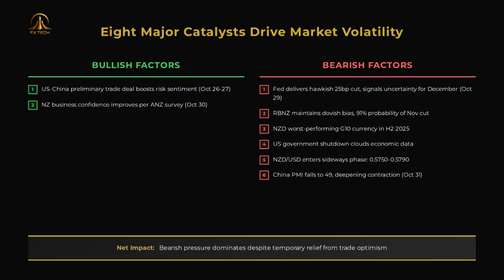The Federal Reserve delivered a hawkish 25 basis point cut on October 29th, signaling uncertainty about a December rate cut. The RBNZ maintains its dovish bias with a 91% probability of another cut in November. Additionally, the NZD's status as the worst G10 performer, the US government shutdown clouding economic data, the sideways trading phase between 0.5750 and 0.5790, and China's PMI falling to 49 all contribute to bearish pressure.